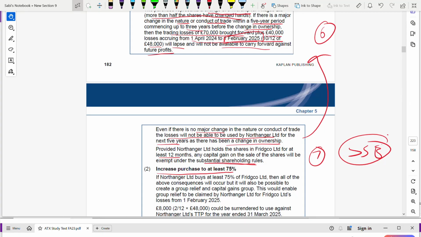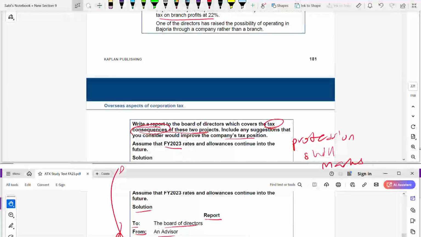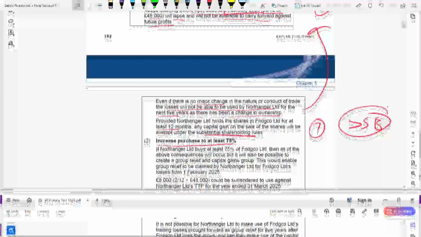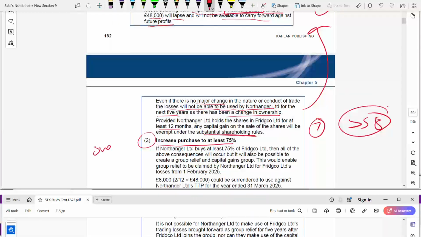So what is the impact? Include any suggestions that you can consider would improve the company's tax position. First one, you are giving the tax consequences. You gave the tax consequences. Now this one is your suggestion for improving the tax position. Suggestion for the first one, whatever the issues were there in the first one, now you will improve it by giving a suggestion. What is your suggestion?